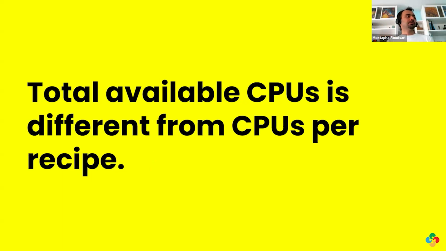Then total available CPUs are different from CPUs per recipe or per job. Total available is what is available to the whole account. The CPU count that you see on the recipe is the number of CPUs that you want to use for that run of that recipe. In this example, we had 600 for the whole account. I said you can use up to 50 CPUs when you run this daylight simulation.